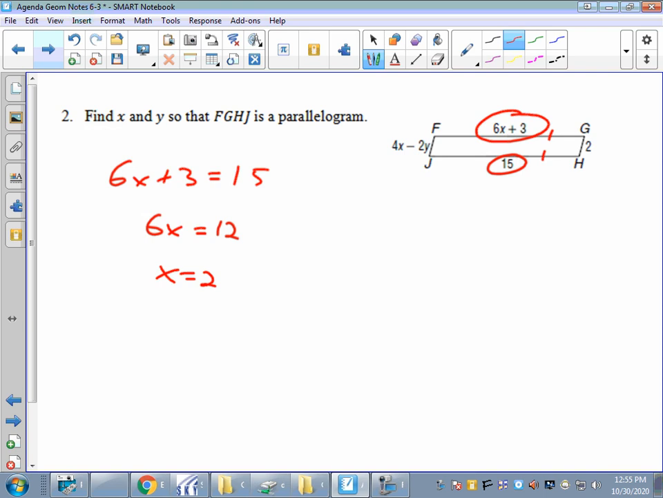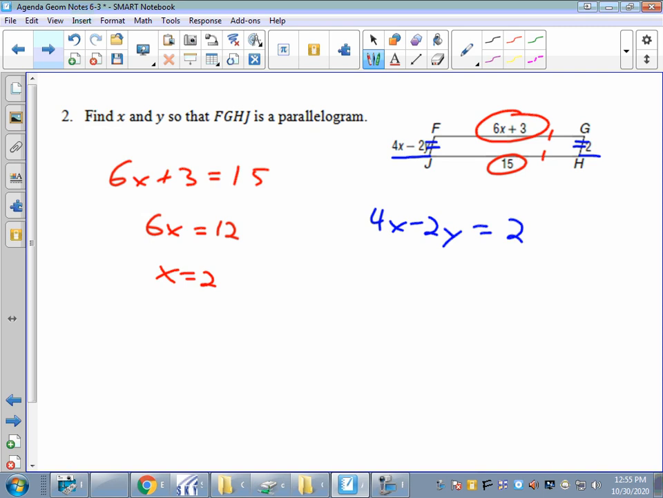Okay? For y, I could look at the same thing. If it's a parallelogram, then this has to be equal to this, right? These two sides would have to be equal. Well, if that's the case, then I'm going to have to say, well, 4x minus 2y equals 2. Well, this is a little trickier one, right? Because now we're in a situation where we have two variables.